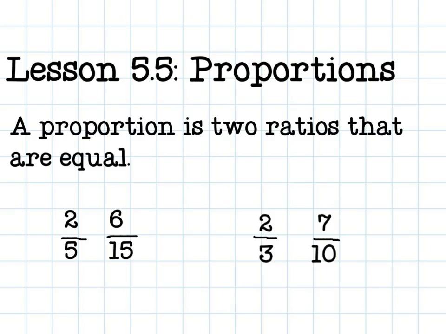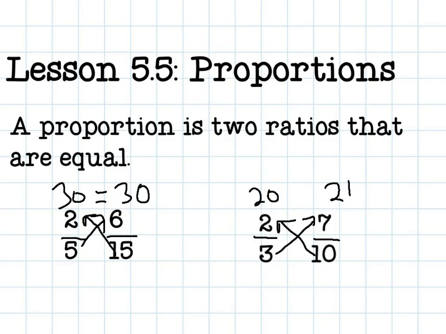So if you do 5 times 6, you get 30. If you do 15 times 2, you also get 30. This is a proportion because they both came out to the same value. The second one, if I do 3 times 7, I get 21. 10 times 2, I get 20. Those numbers are not equal, which means this is not a proportion. So the first one, the answer is yes, it's a proportion, and the second one, no, it is not a proportion.